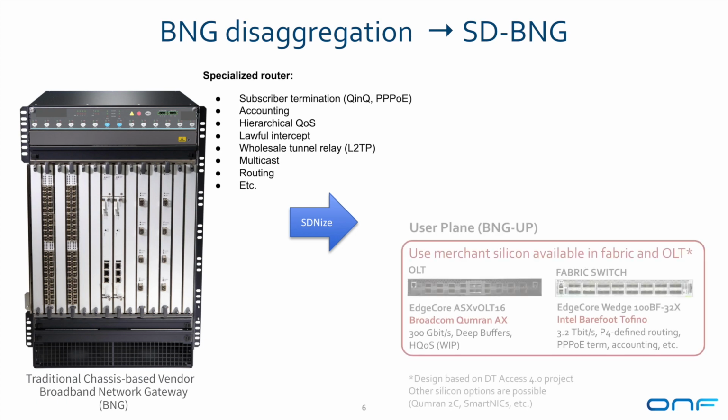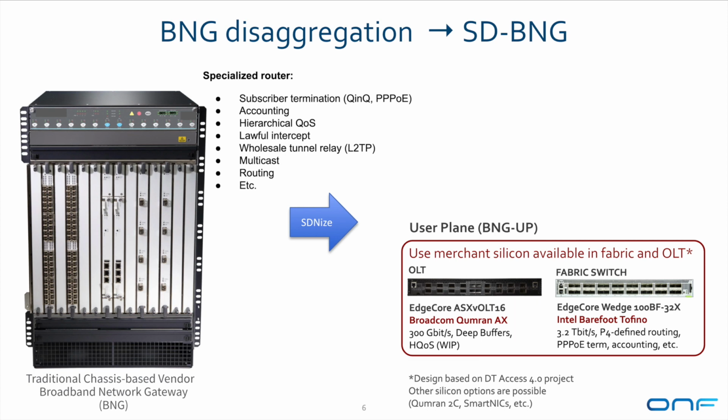The idea for the user plane is that we can use merchant silicon to provide the same functions provided in traditional BNG. What is more, we don't need new additional devices. We can reuse the same merchant silicon that is already available in a SEBA pod. In the first implementation of SDBNG and in this demo, we're actually using two different chips. We're using an Intel Barefoot Tofino chip that is found in a fabric switch and a Broadcom Qumran chip that is found in the OLT.